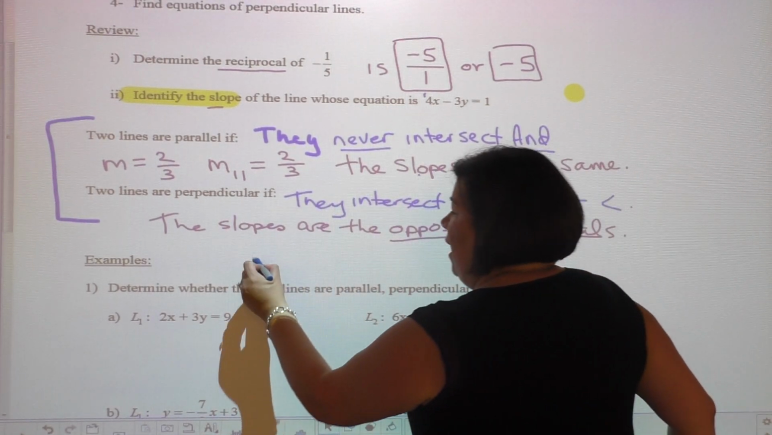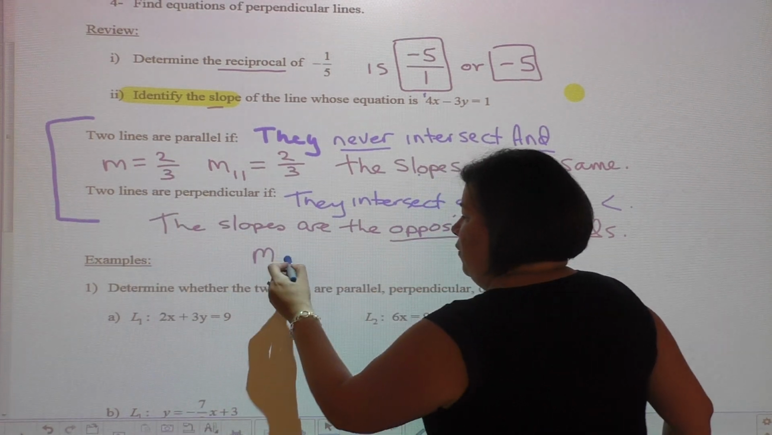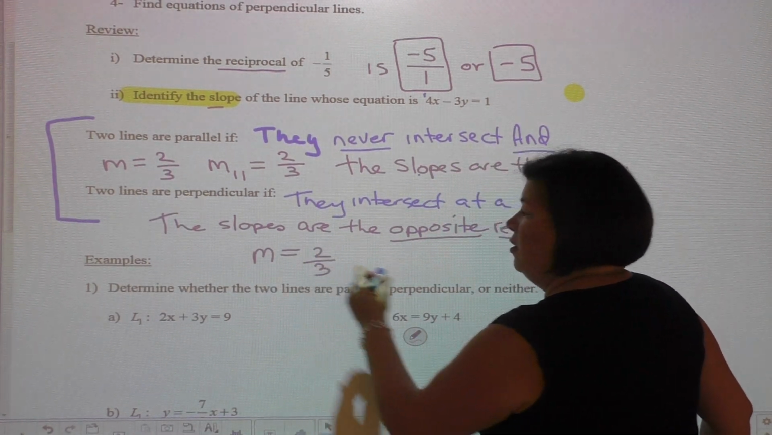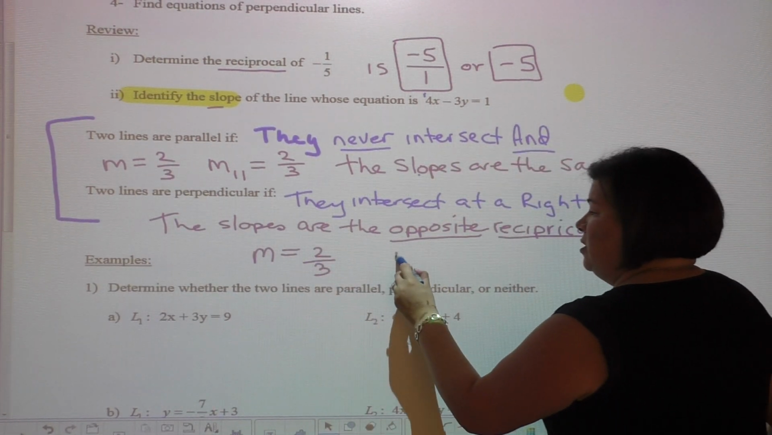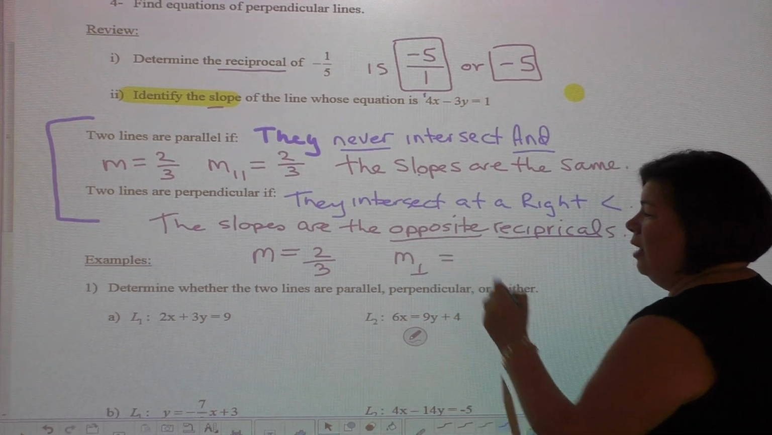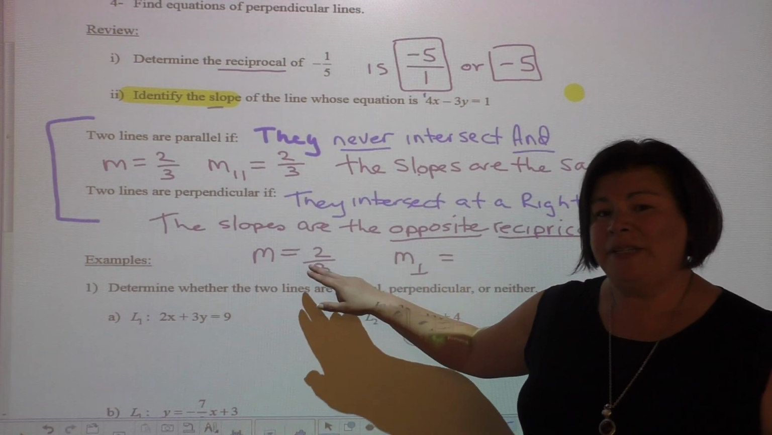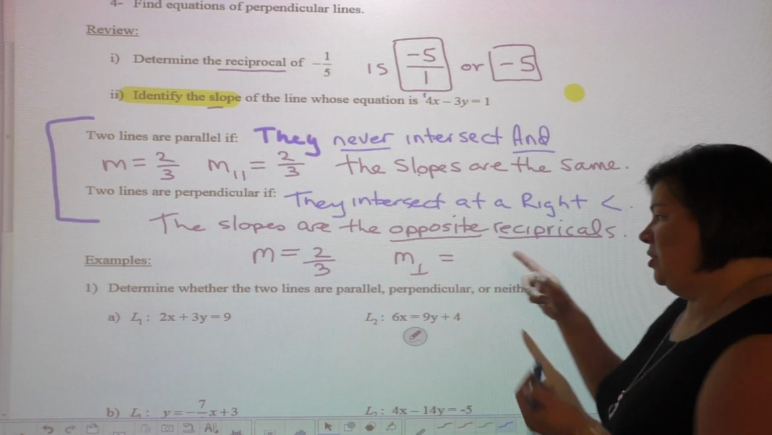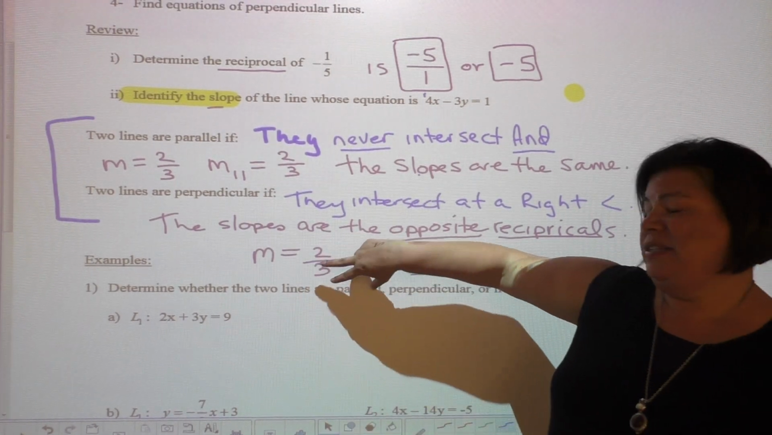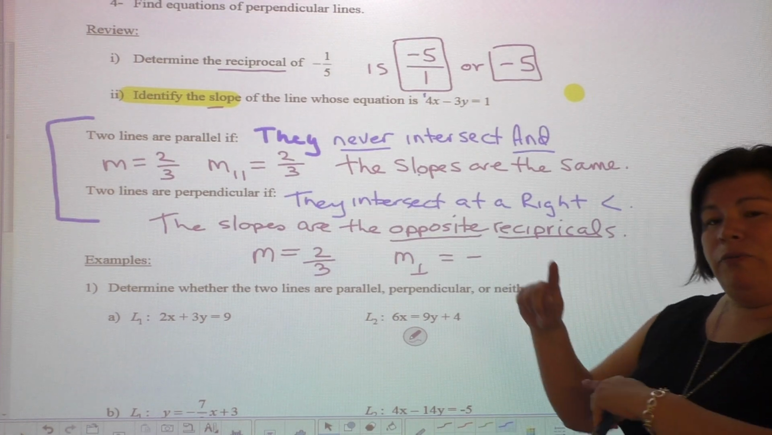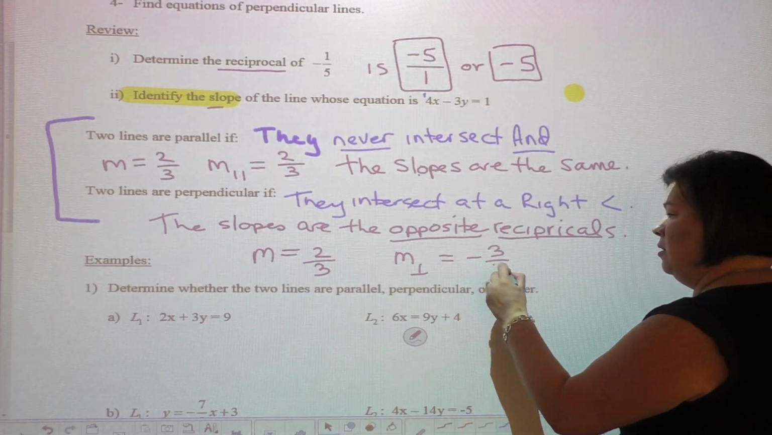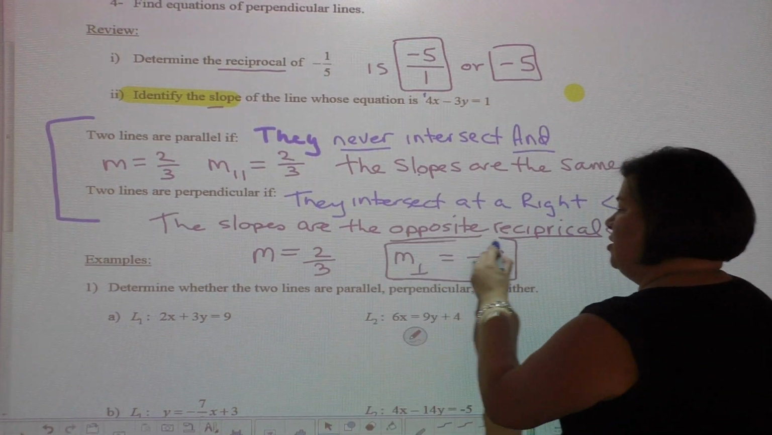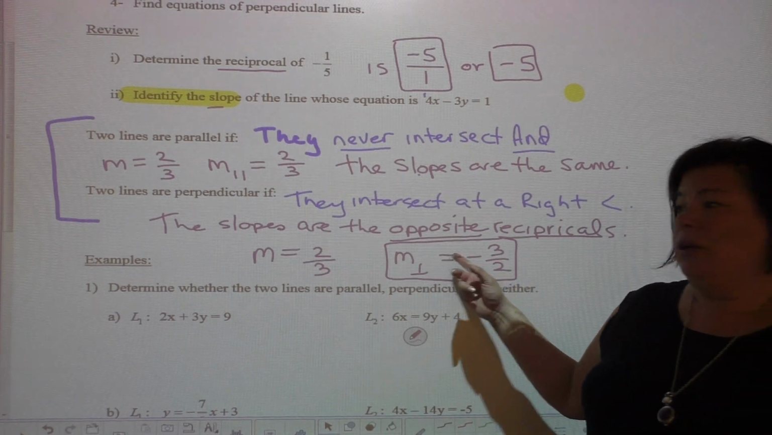So for example, if I had a slope, like this one over here, of positive 2/3, then the slope perpendicular to that line would be the opposite of positive, which is negative, and then the reciprocal of 2/3, which is 3/2. So there is the slope perpendicular to our original line.